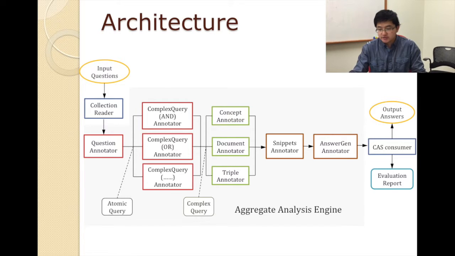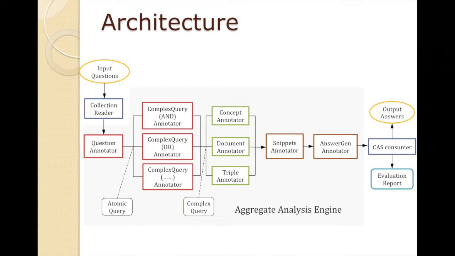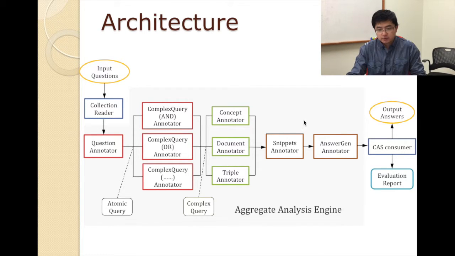And as we can see in the aggregate analysis engine, the atomic and complex queries combine together to retrieve the concepts, documents, and triples. Then we pass the documents into the snippets annotator to find the candidate answers. And then we pass the candidates to the performance stage and output the answer back to the user, which will be introduced by my teammates in later slides.